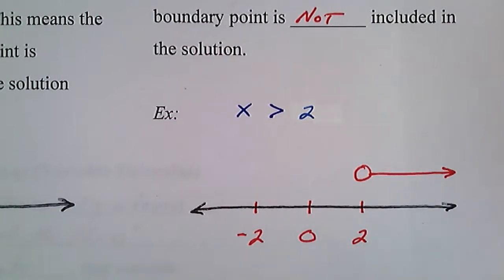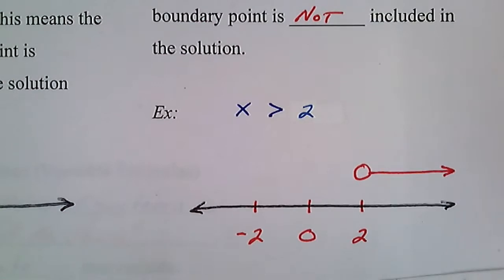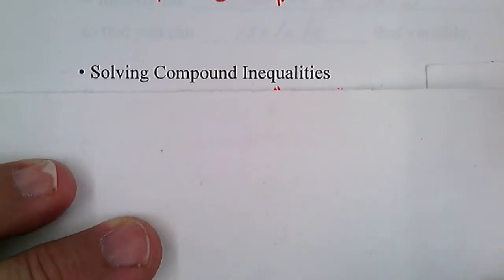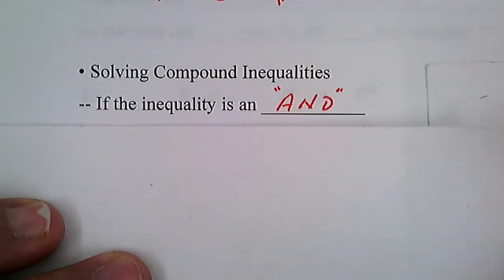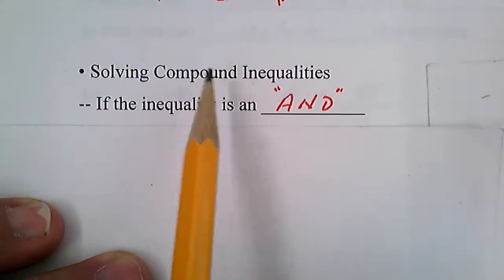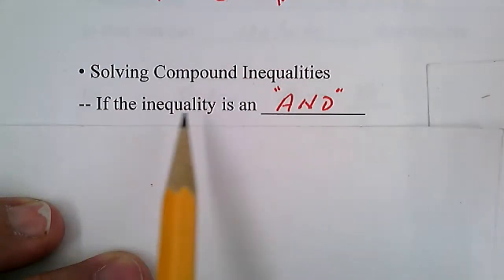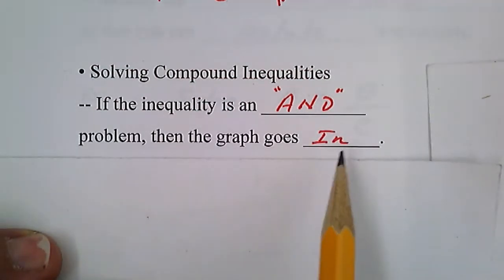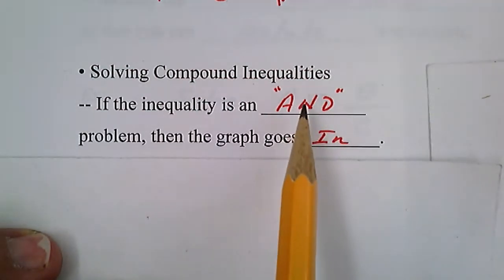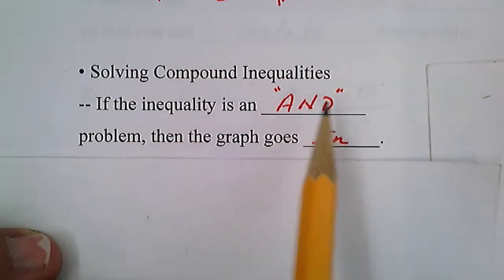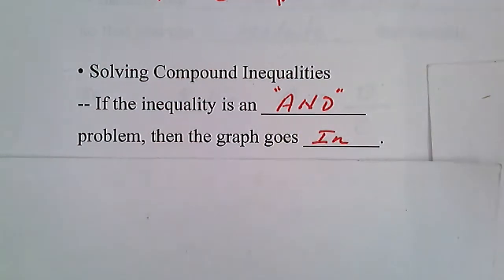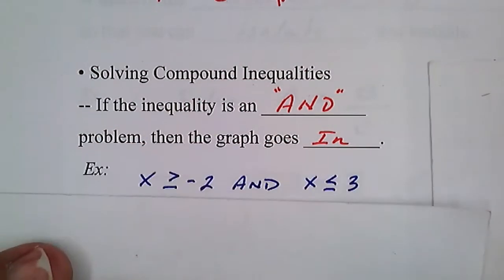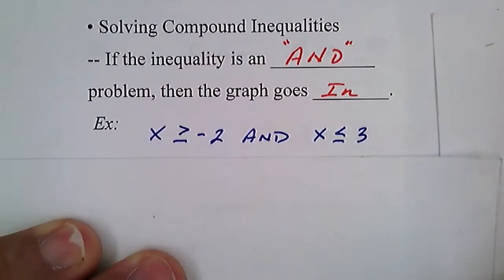Next up, we've got solving compound inequalities. A compound inequality, remember, is where we have 2 inequalities. If it's an and problem, then the graph is going to go in, like the letter N is in the middle. If it's an and problem, the graph will go in. Okay, so here's an and problem.